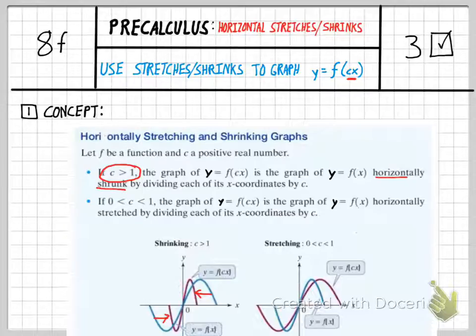If c is a fraction between 0 and 1, and you have f of cx, the change for that example is going to be a horizontal stretch. In our second picture down below, the blue graph is f of x. f of cx, if c is a fraction less than 1, is going to cause a horizontal stretch of the graph in every way.